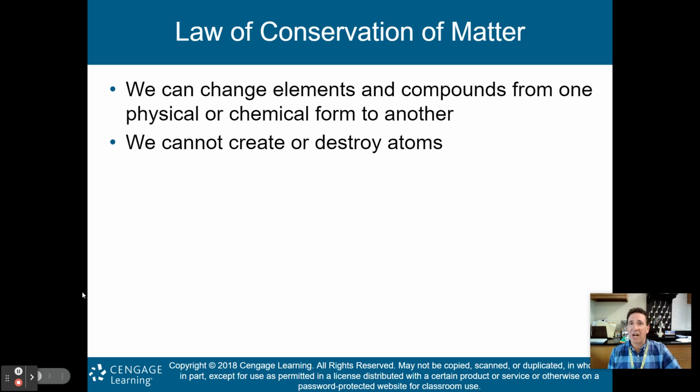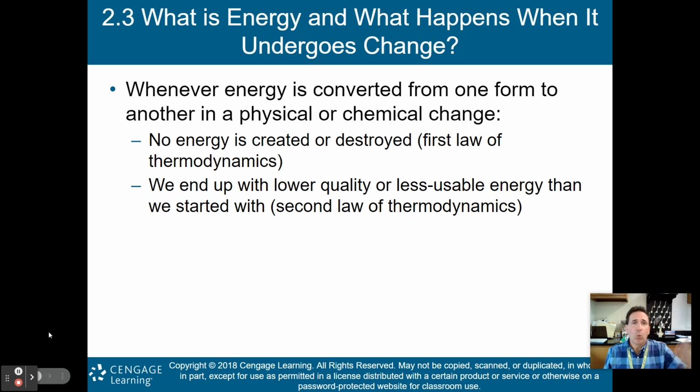So the law of conservation of matter, I think we all know this. We've done this for years, right? We can change elements and compounds from one physical or chemical form to another, but we can't create or destroy atoms. So even though we're changing the form, maybe in the chemical change, for instance, we're not creating or destroying any atoms. We're just changing them. So again, very important. What is energy and what happens when it undergoes change, right?